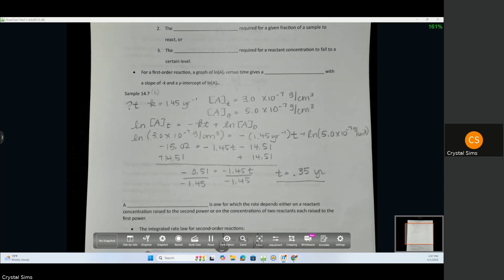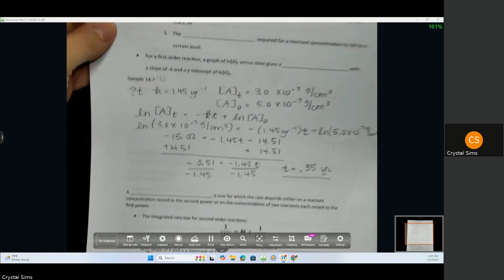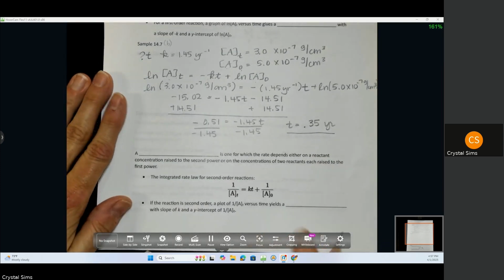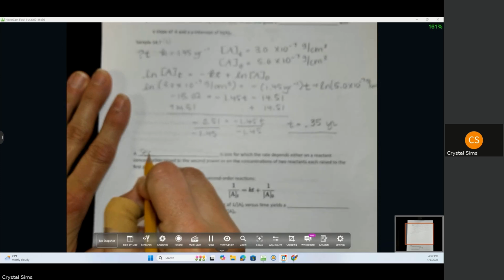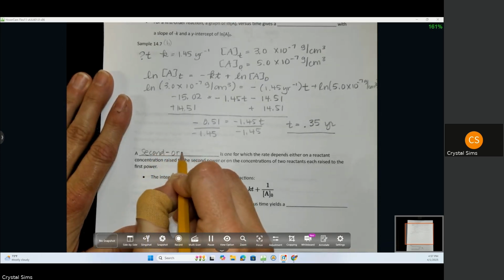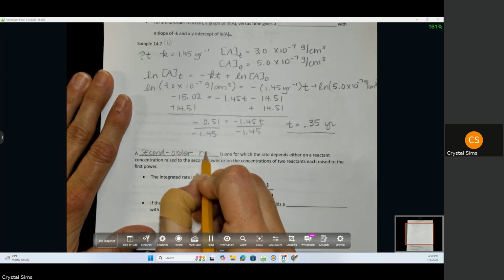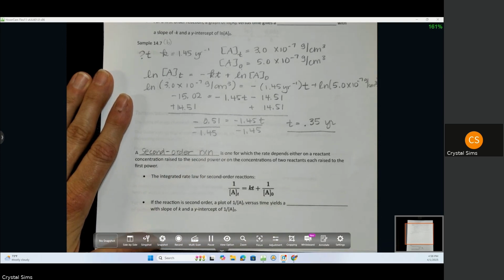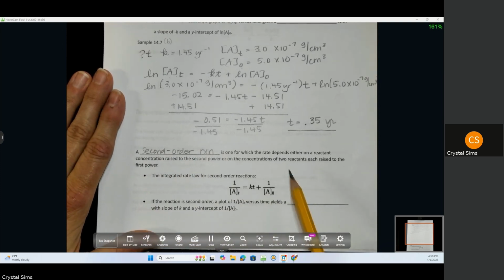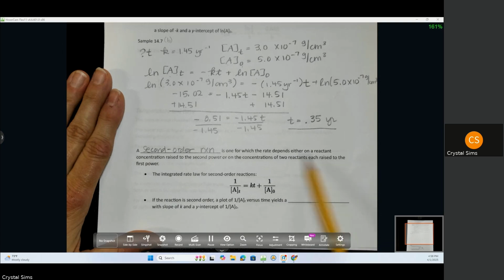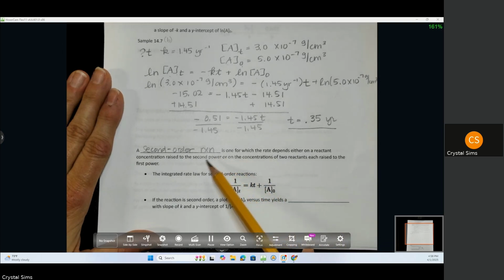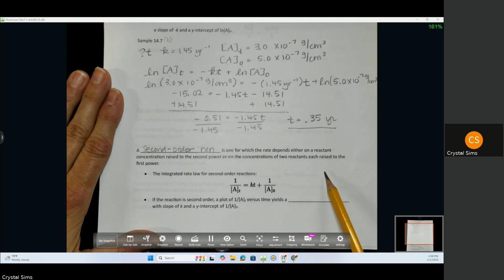Now, moving on from there, we get into second order reactions. Our next blank here is going to be: a second order reaction is one where the rate is either going to have a reactant concentration raised to the second power, or two reactants each raised to the first power.